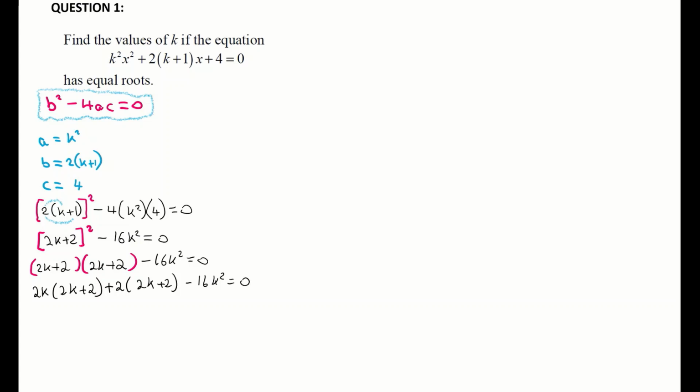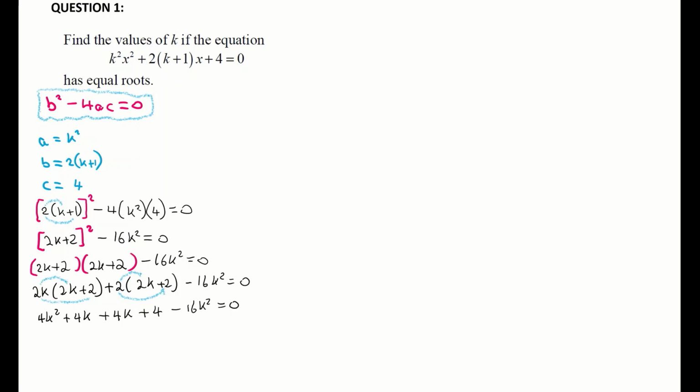2k multiplied by 2k is giving me 4k squared. 2k multiplied by 2 is giving me 4k, a plus 4k. Then I'm on to the second bracket, 2 multiplied by 2k and 2 multiplied by positive 2. So that's giving me a plus 4k once again, and 2 by 2 is 4. Again, minus my 16k squared. Don't forget that, that has to come down all of the time.